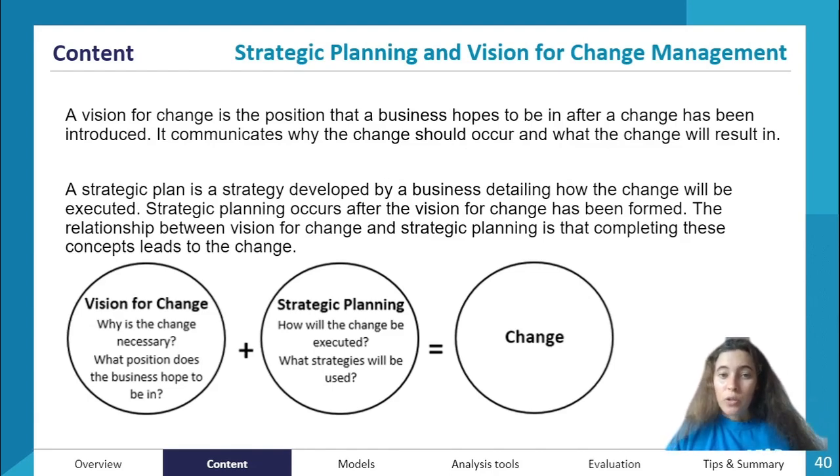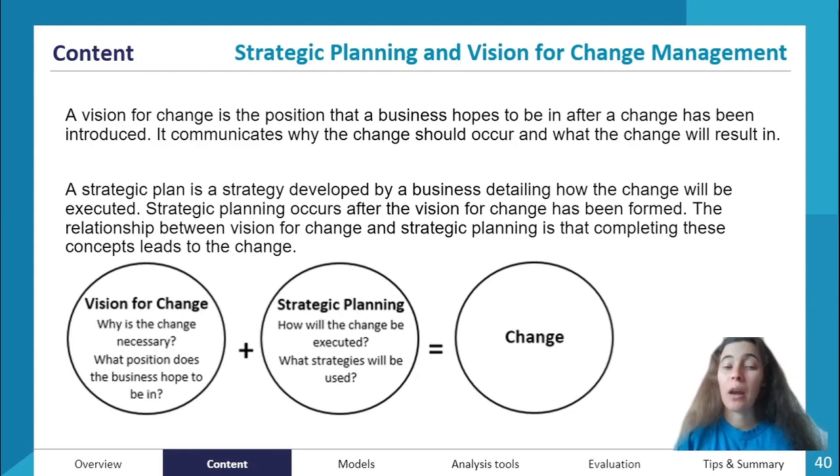Okay, next up we've got strategic planning and vision for change. So in this case, you need to be able to explain what these things are and the relationship between them. So a vision for change is the position that a business hopes to be in after a change has been introduced. So they're thinking about the future, and they're envisaging what will the result be of that change. So it communicates why the change should occur and what the change should result in.